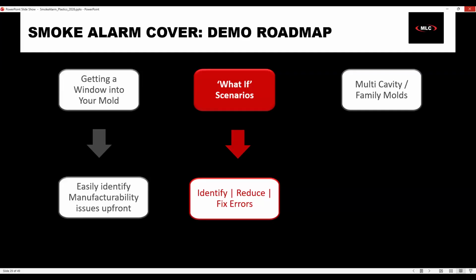Is it possible to run it in a way where we can pick the parameter that we like? Let's say we don't care about fill time. But if you wanted to, let's say, decrease the amount of weld lines, can it optimize for that specific parameter?